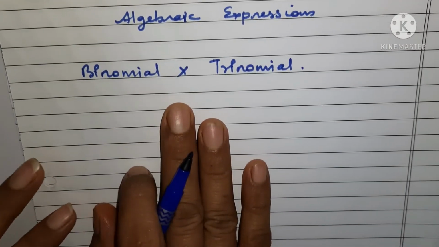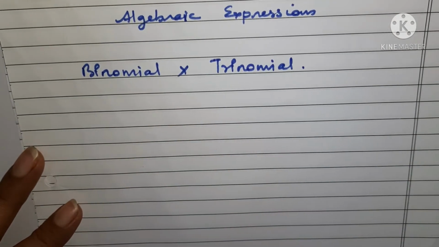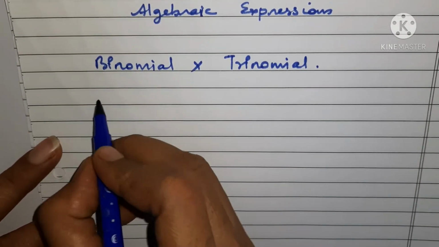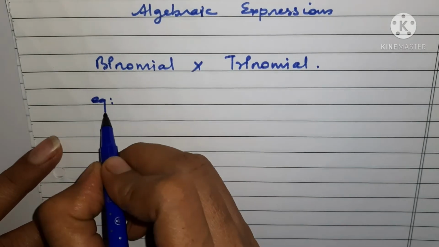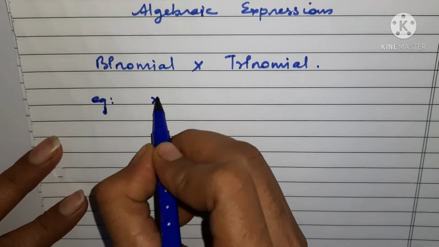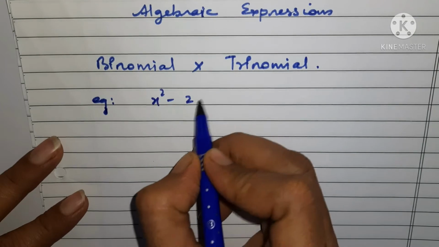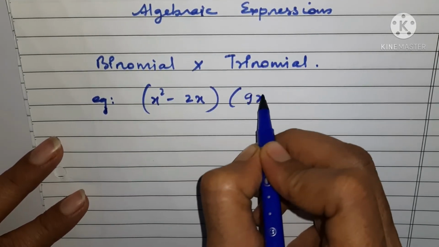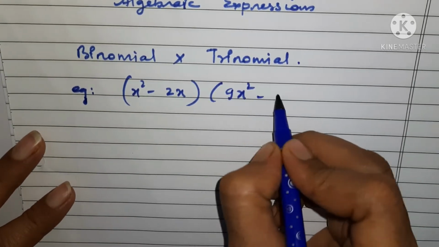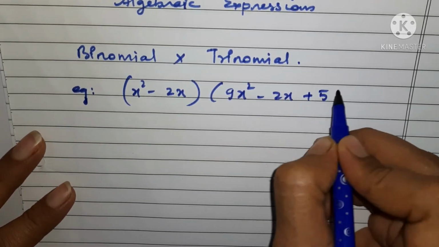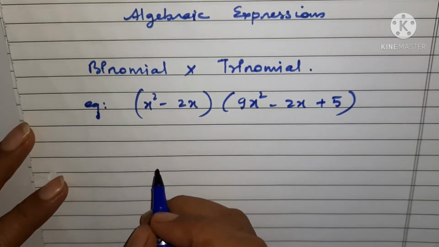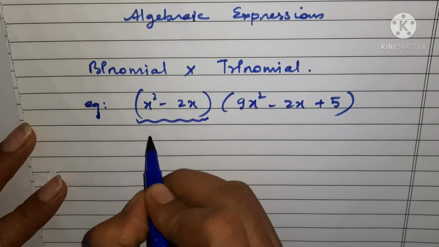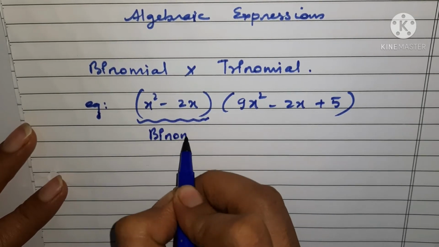So we'll try to understand it through an example. Let us consider one of the examples first. So let's write one example. We'll take one example here and let it be like this: x square minus 2x multiplied with 9x square minus 2x plus 5. So what we are going to do, we have to multiply. This one is a binomial. You can see this is a binomial with only 2 terms.